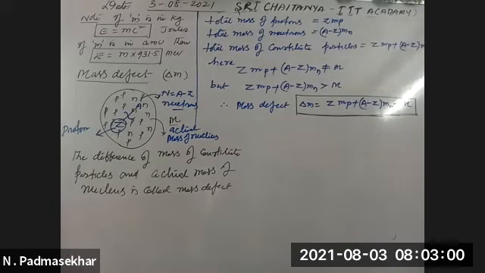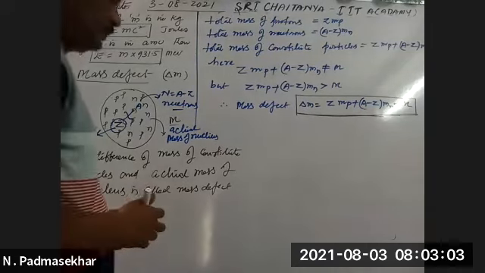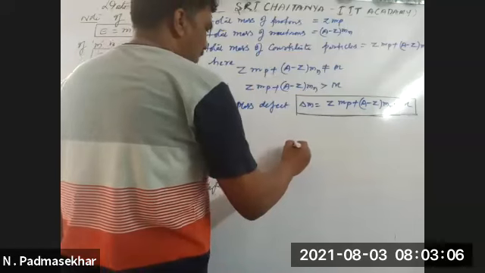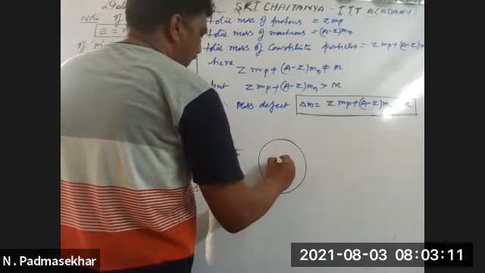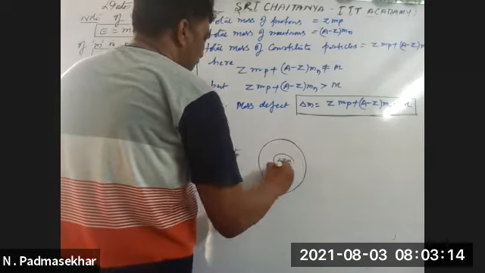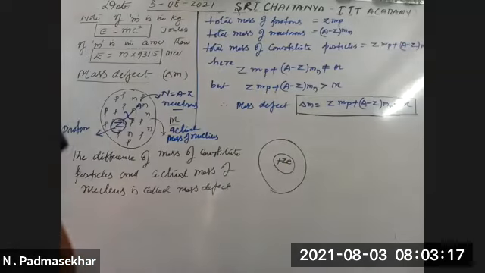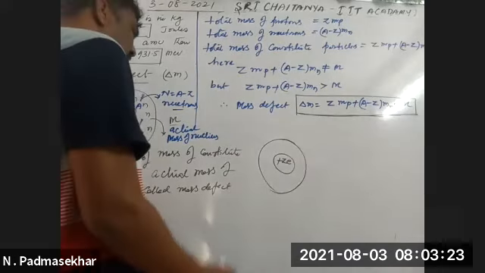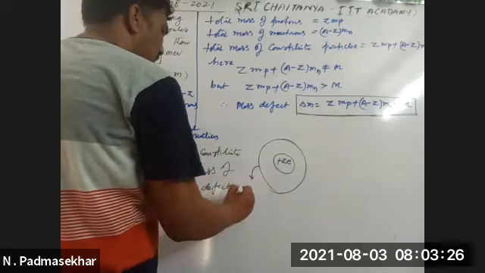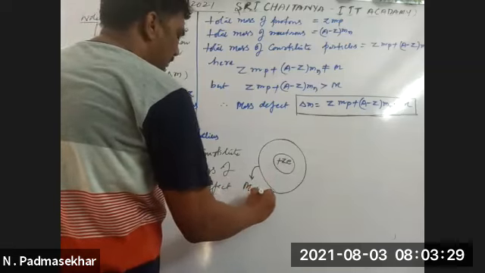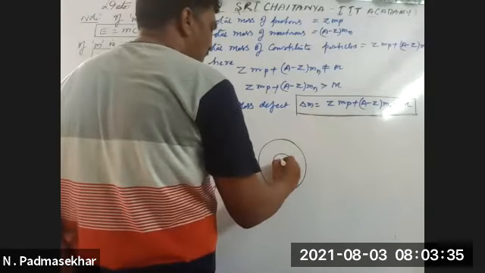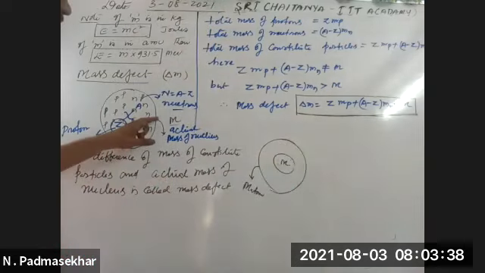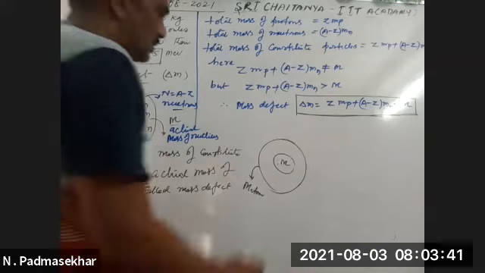Now suppose I consider that atom. The nucleus is plus ZE, and this is the mass of the atom. Suppose the mass of the nucleus is the actual mass of the nucleus, which we call capital M. Capital M is the actual mass of the nucleus.